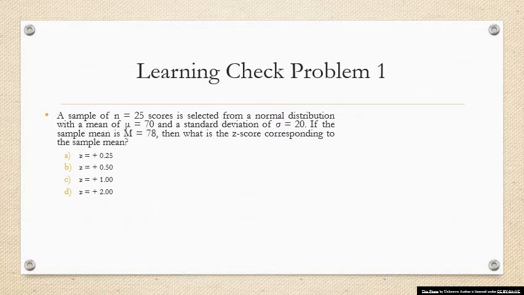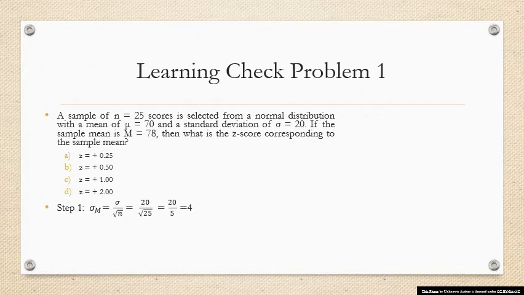Now it's your turn. Learning check problem 1. Pause the video, see if you can solve the problem. A sample of n equals 25 scores is selected from a normal distribution with a mean of 70 and a standard deviation of 20. If the sample mean is 78, then what is the z-score corresponding to the sample mean?